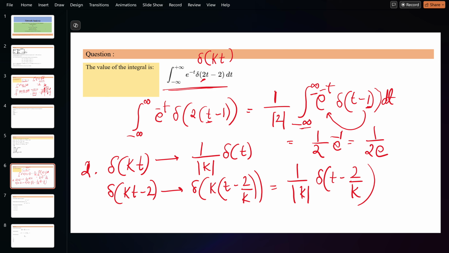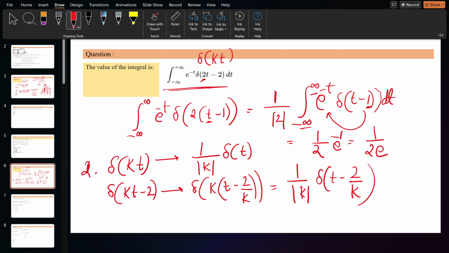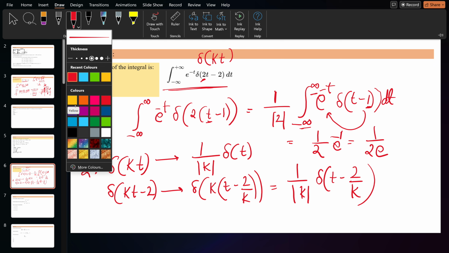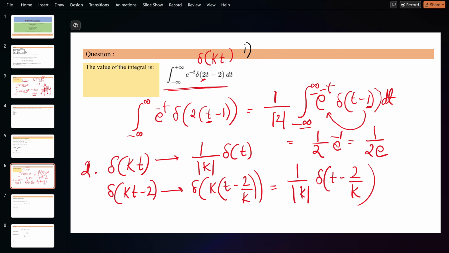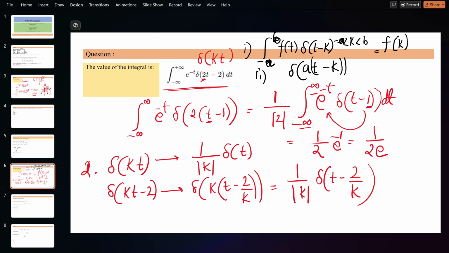Okay, so the two theorems which I have told, let me take another pen and explain here. First, the integral from minus infinity to infinity of f(t) delta of t minus k. If k is lying in between, suppose, minus a to b, it will become f(k), otherwise it is 0. And the second: if the delta is a times of t minus k, it will be equal to 1 upon mod of a times delta of t minus k.